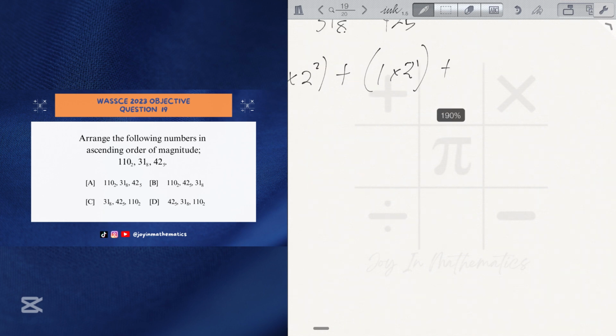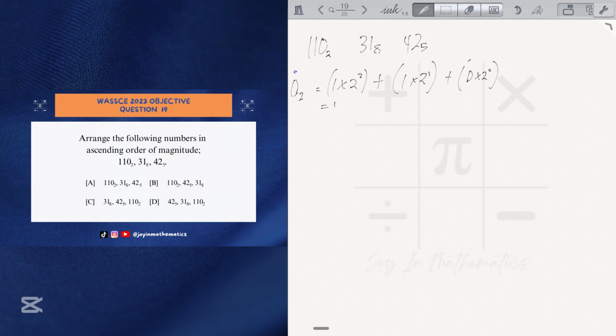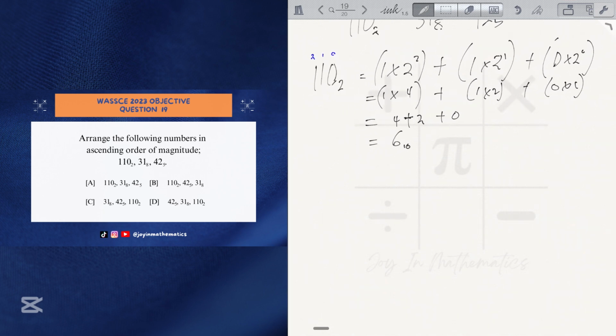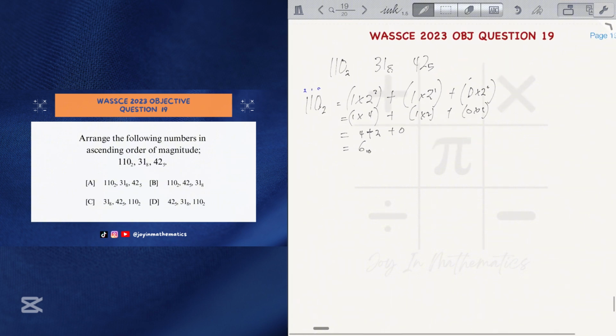So simplifying this now, we have 1 multiplied by 4 plus 1 multiplied by 2 plus 0, and anything raised to the power of 0 is 1. So simply this will give us 4 plus 2, and anything multiplied by 0 will give us 0, and this will give us 6 base 10. So we have converted 110 base 2 to base 10, which is 6 base 10.